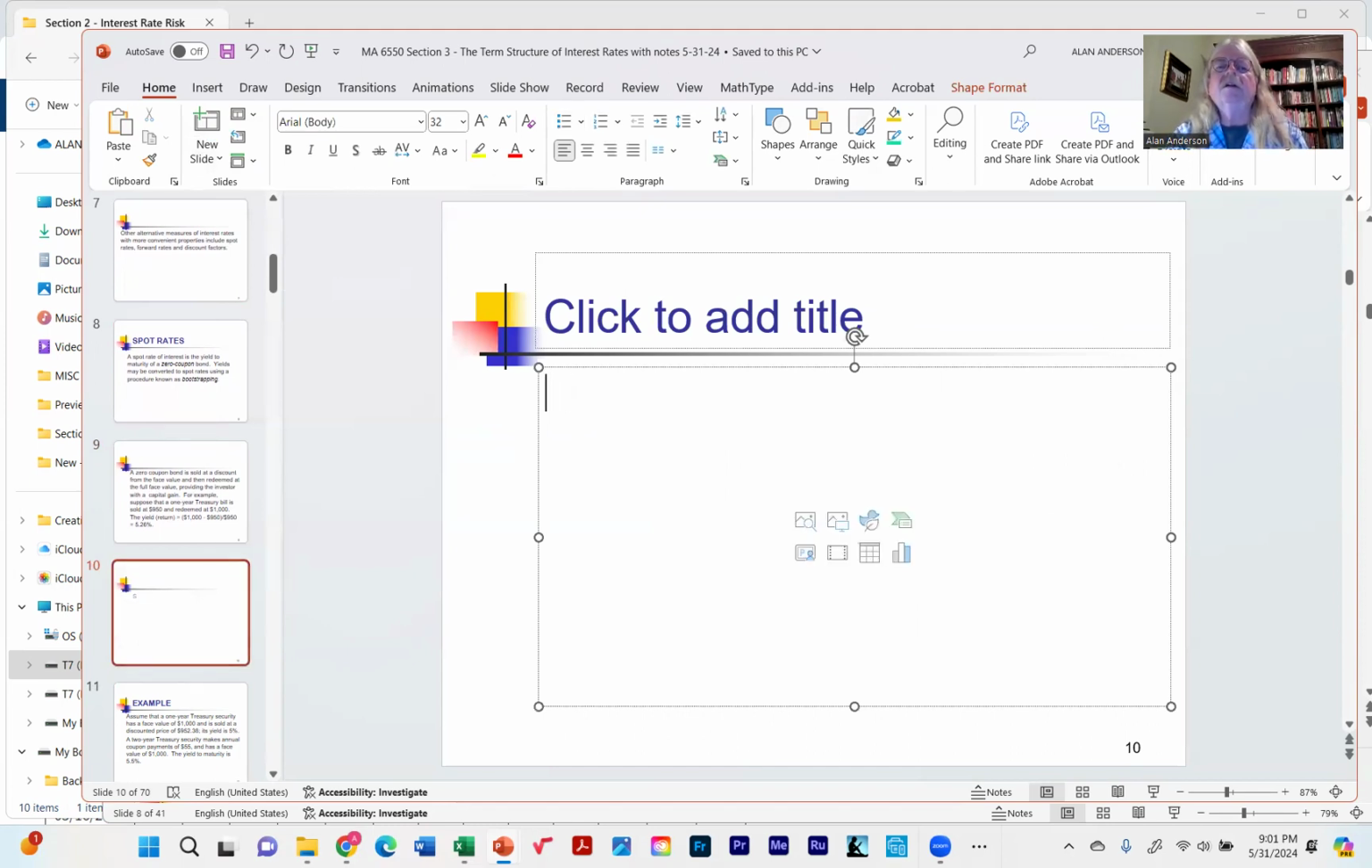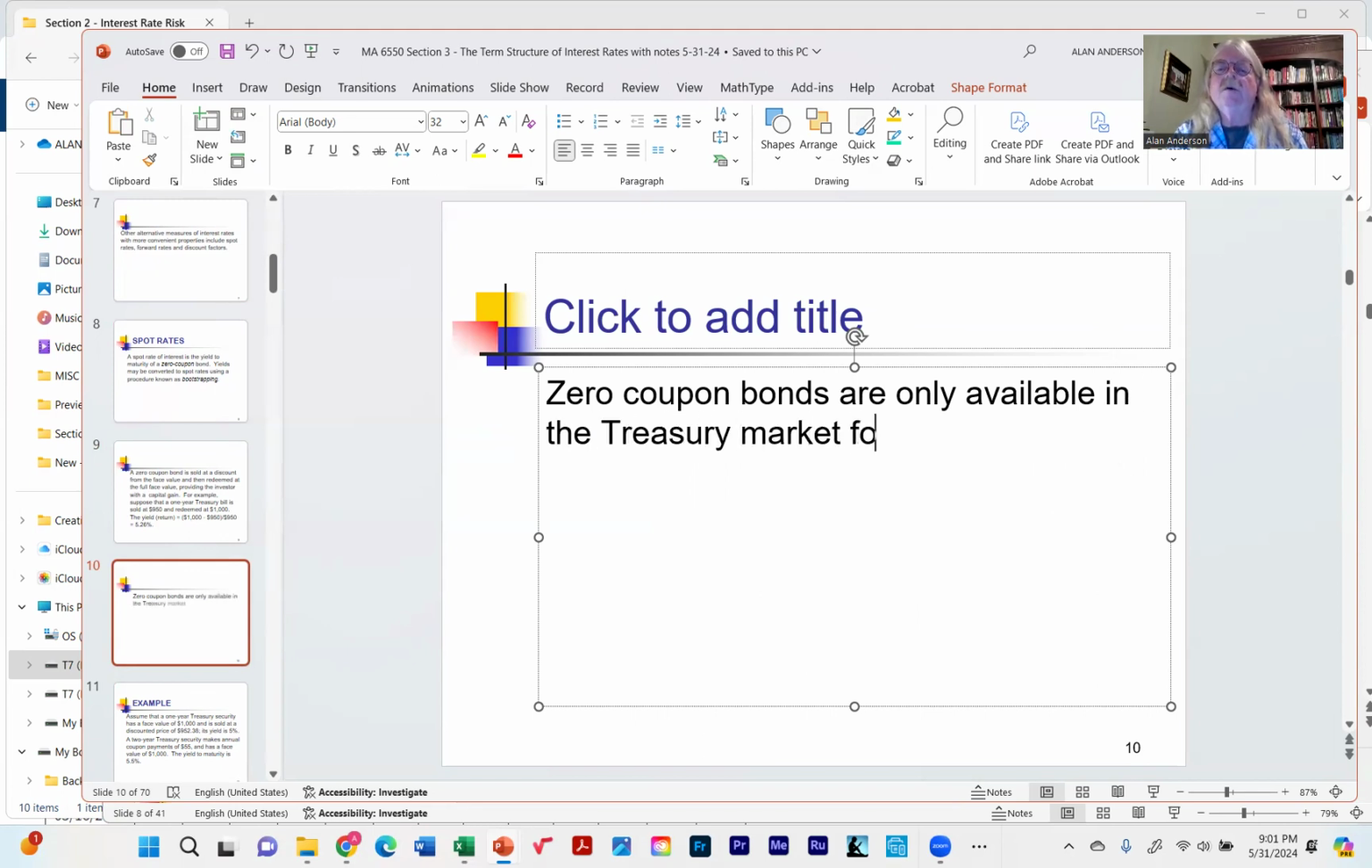Suppose now, so zero coupon bonds are only available in the treasury market for maturities up to 1 year. By the way, in the corporate bond market, you're not going to find this because they're always coupon bearing bonds. They simply don't have zeros for corporate bonds. But even in the treasury market, it's only up to a year. So here's the interesting part.